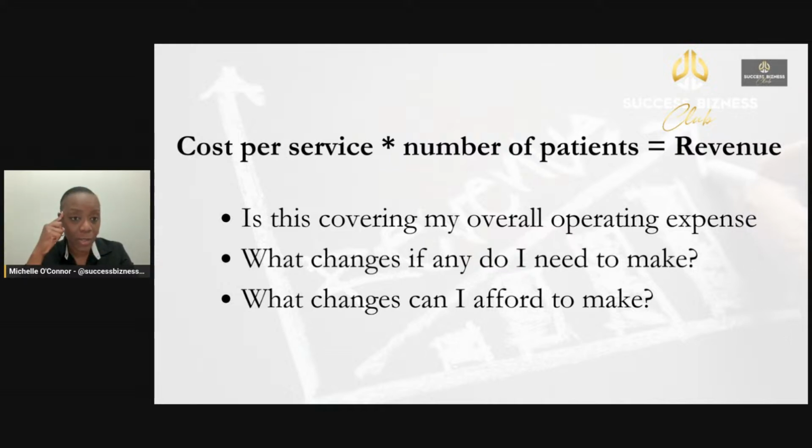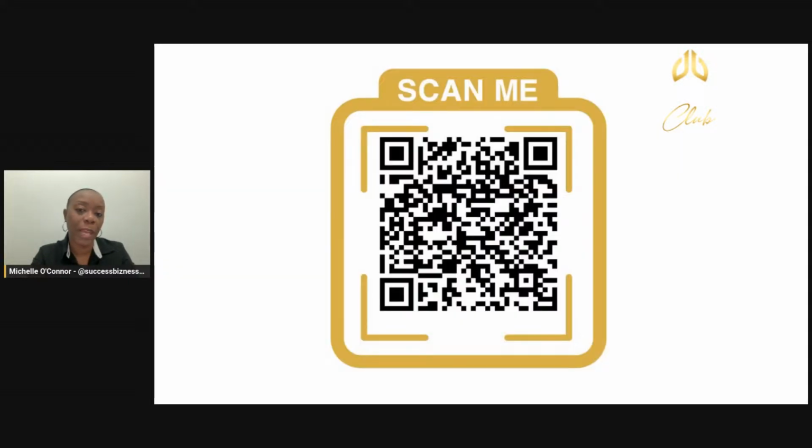And you ask yourself these 3 questions. Is this covering my overall expense? What changes, if any, do I need to make? And what changes can I afford to make? Because maybe you're not able to afford to make any changes now, but ask yourself those questions and start assessing more. How can I show up, and how can I show up and be great?